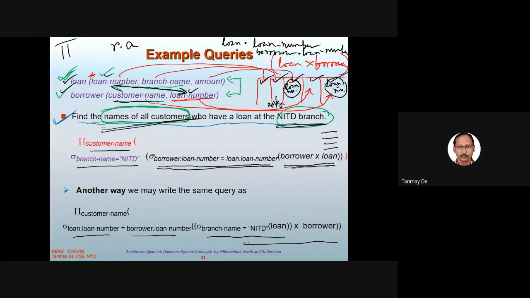In this case the NIT Durgapur branch test is actually done later, but here we first test from the loan table. First select the tuples. Which tuples from the loan table? Tuples where the branch name is NIT Durgapur. Then such tuples, a smaller number of tuples, merge with the tuples of the borrower relation, and from that we select only some of the tuples. Which tuples? Where the loan number equals the borrower loan number, because to connect both tables, that is, this customer has this particular loan.